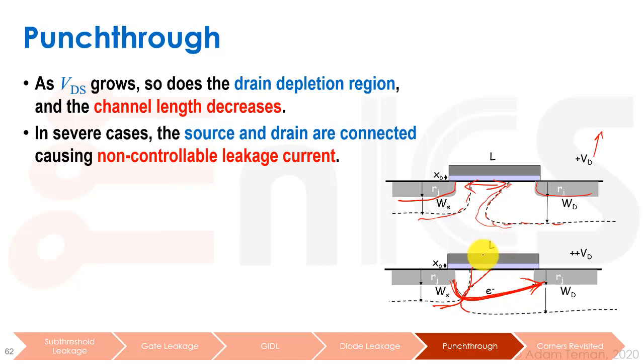Our transistor is supposed to have the gate be the only control terminal, and it's not supposed to be able to have free running carriers from the source to the drain. So punch through is something that's not exactly a leakage. It's actually detrimental, and it can't be there, and we have to fix it and not allow it to happen.